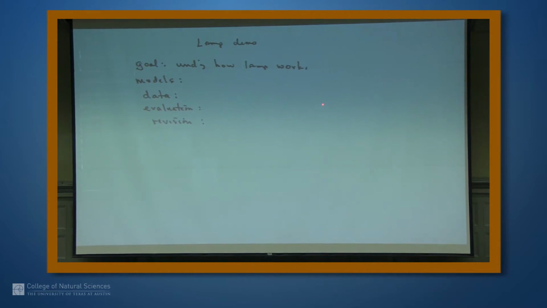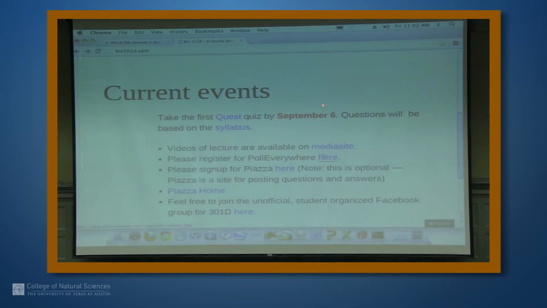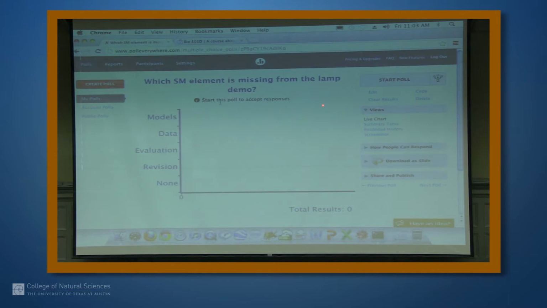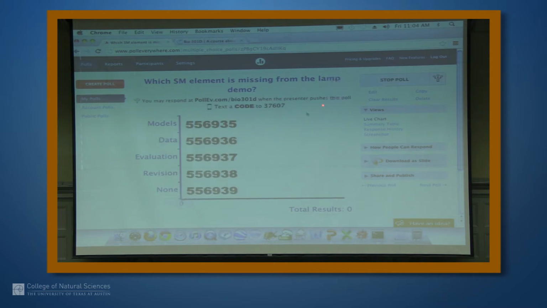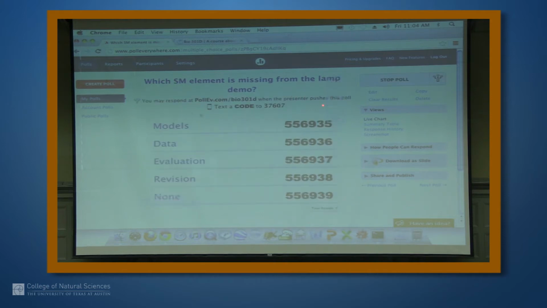So now what I want you to do is kind of think about that again. And so we're going to start basic, right? Do you have something filled in for every scientific method element in this template? So that's going to be the first question. And so what we have here is: which scientific method element is missing from the lamp demo? You have the choice of 4 or none.